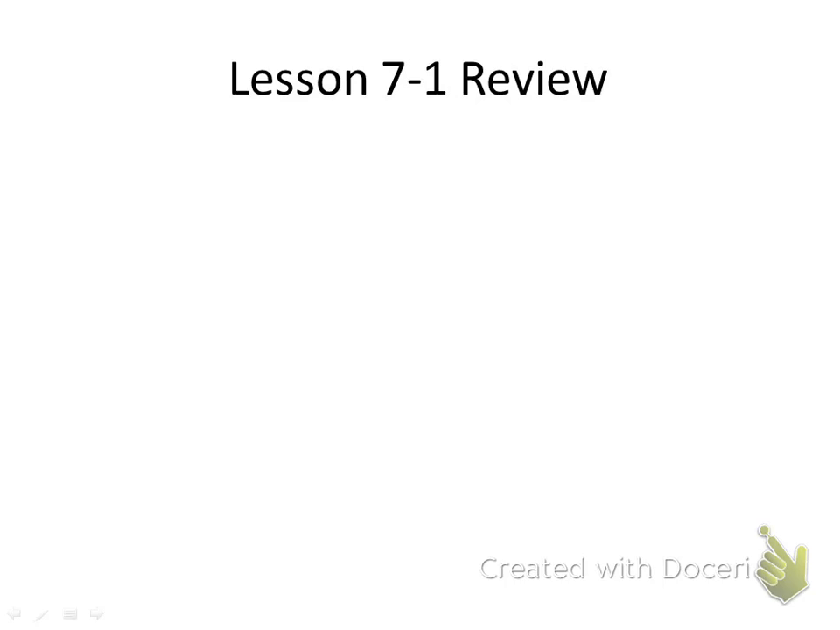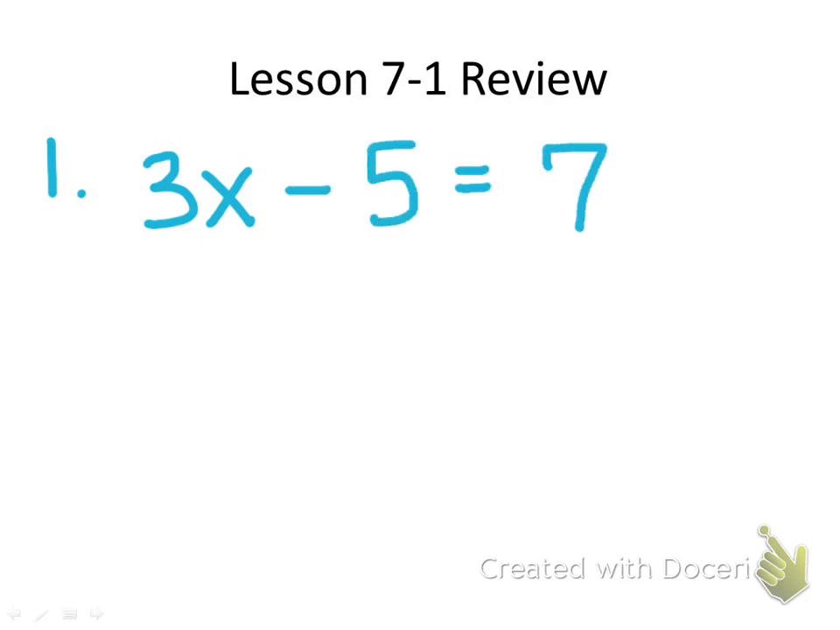You have 3 problems. I wanted to do number 1 with you and talk about how we need to solve. This should be a review from 6th grade. First, we're going to find what we can undo first. We're going to work backwards. So first we want to undo adding or subtracting. So I'm going to undo subtracting. So I'm going to add 5.